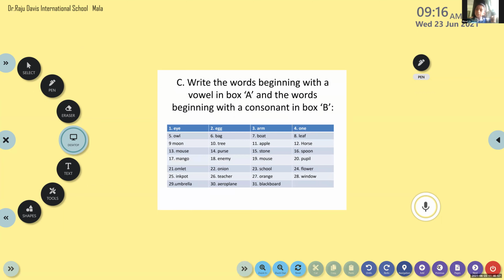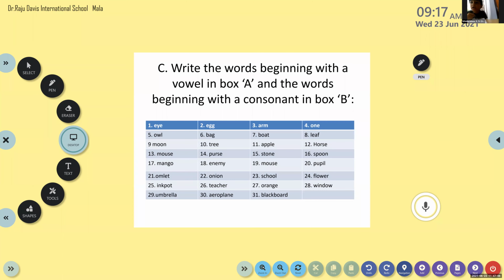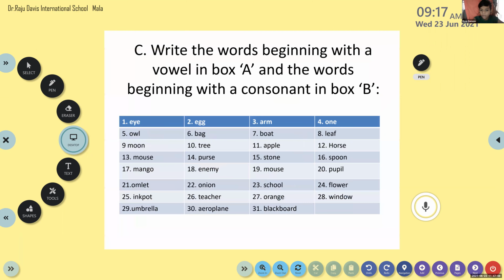Which page? I don't know what about my pages. My page is 4. Okay. Ma'am, they are not complete. Ma'am.